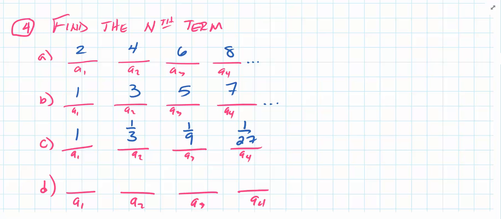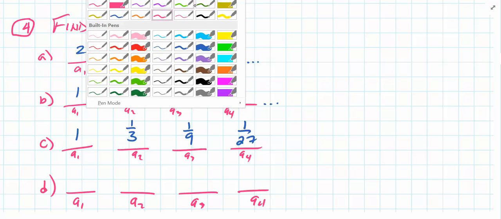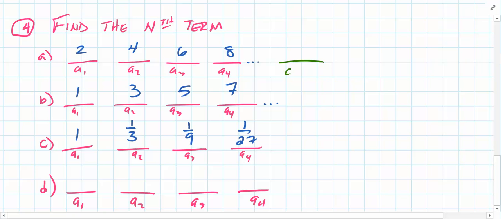Amy, what'd you get for the first one? Yeah, that one's pretty straightforward, right? The nth term, a sub n, is just 2n. No big deal, right? That's how we represent even numbers. 2 times whatever will always be an even number.